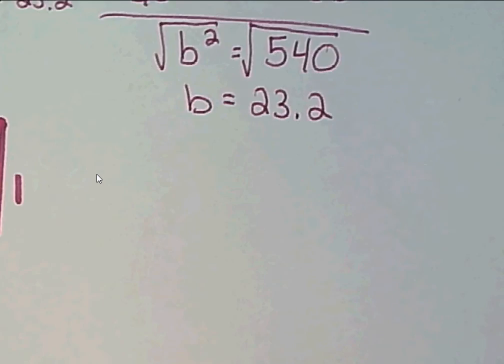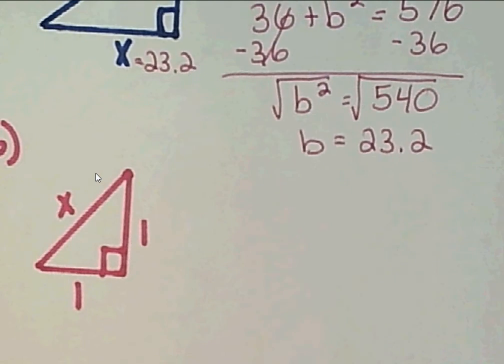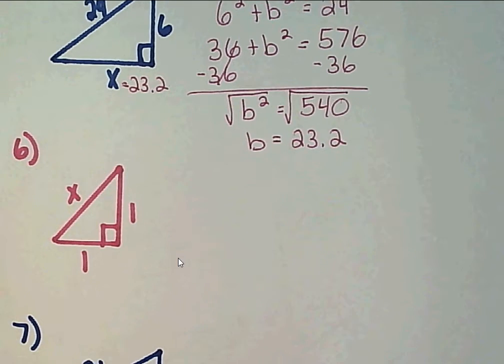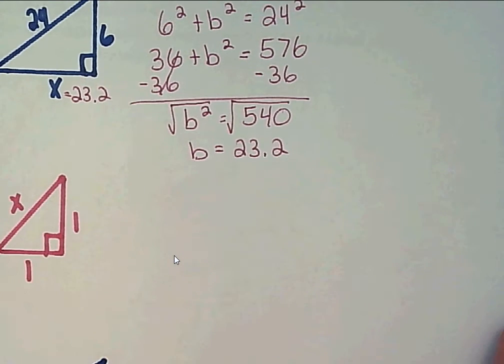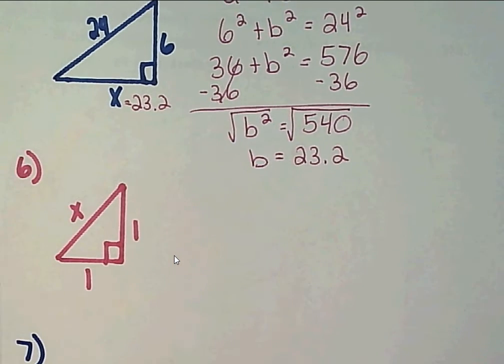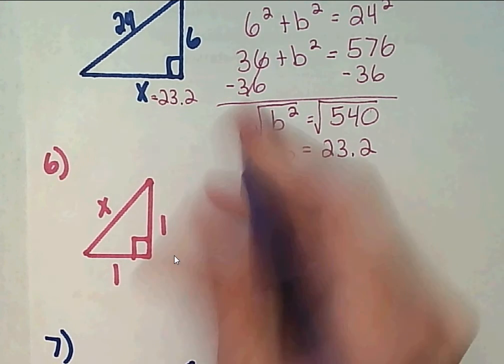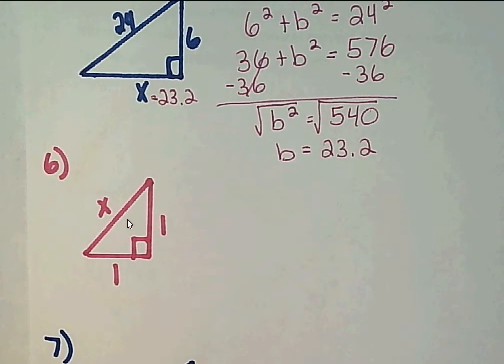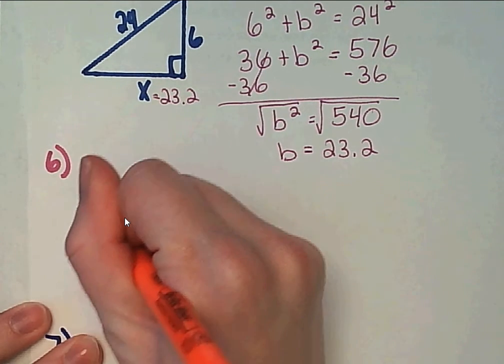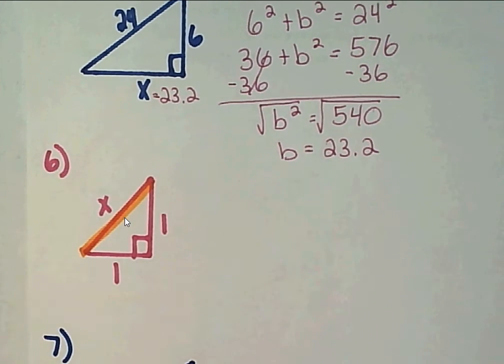Okay, number 6. Let me zoom out a little bit just so we can see it better over here. I redrew it for us. Let's move it over and go about solving it. We should have a missing hypotenuse. We're not missing a leg this time. We're missing a hypotenuse once again, so we know how to solve that.